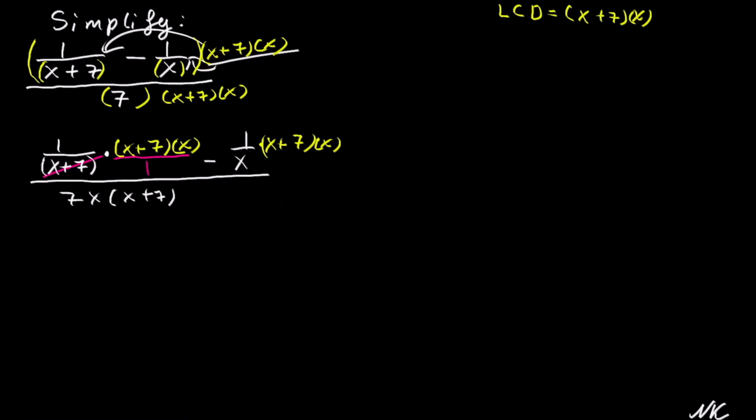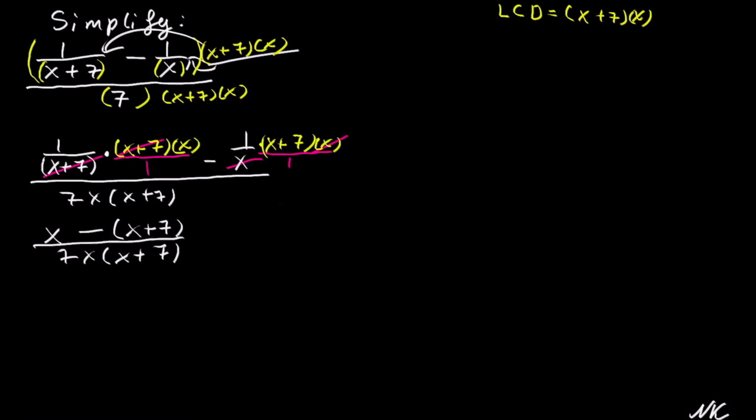In the numerator the first term is 1 out of x plus 7 times the whole number of x plus 7 times x. X plus 7 and x plus 7 will cancel, and we will get 1 times x out of 1 left over, which is just x for the first term. Minus, in the second term we have 1 out of x times the whole number of x plus 7 times x, so this is out of 1. The factor of x in the denominator will cancel with the factor of x in the numerator, and this will give us x plus 7 left over. So in the numerator we have x minus parentheses x plus 7 out of 7x times x plus 7.